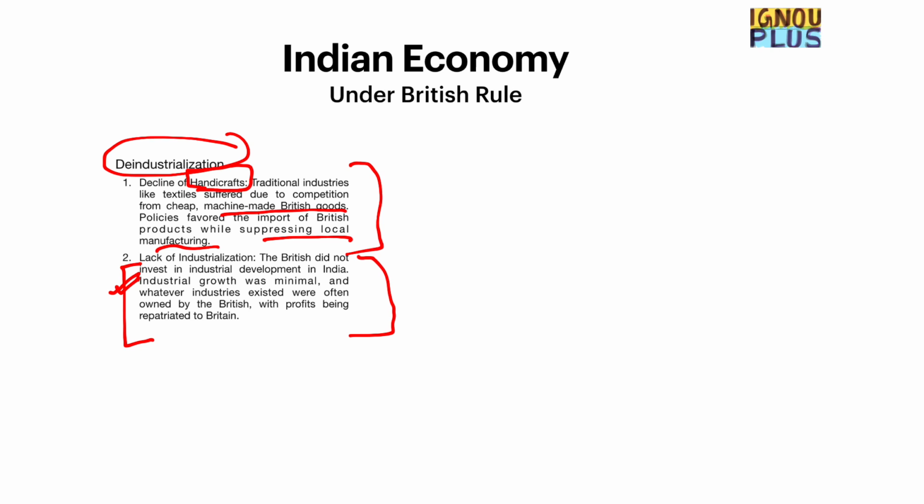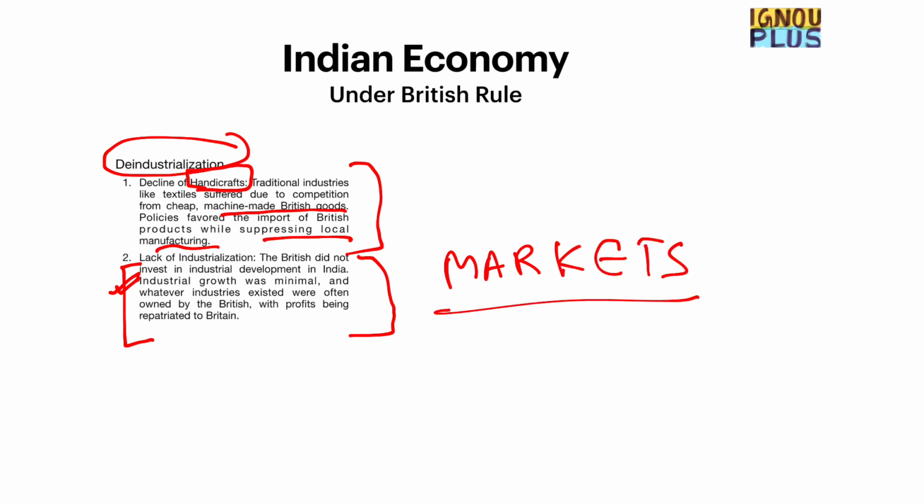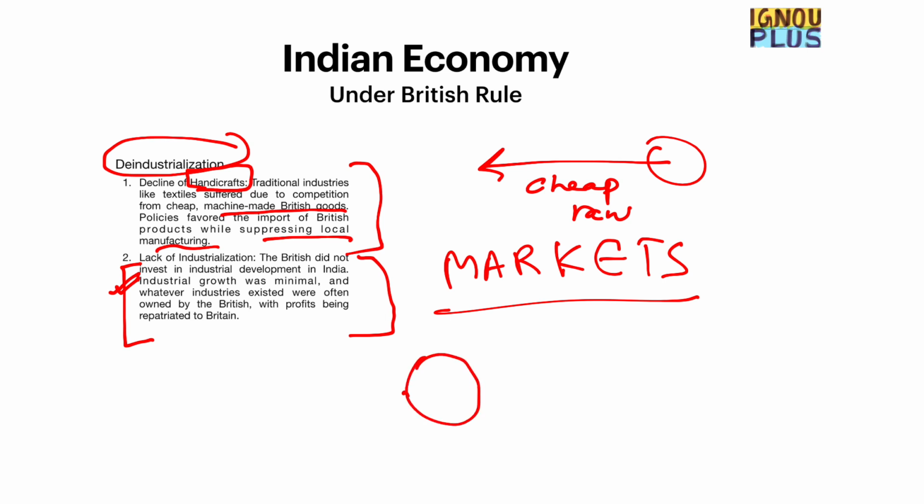So they just saw us as markets, nothing else. And in this market, they just tried to buy the raw material cheap. All the raw material like cotton and indigo, they bought very cheap. And once they manufactured it in England, the finished goods were sold back in India, to the Indians, at a very high price.